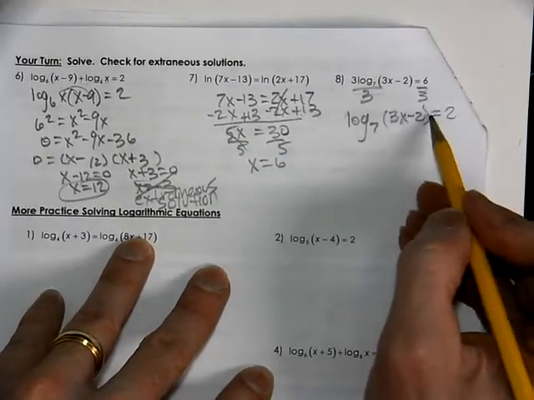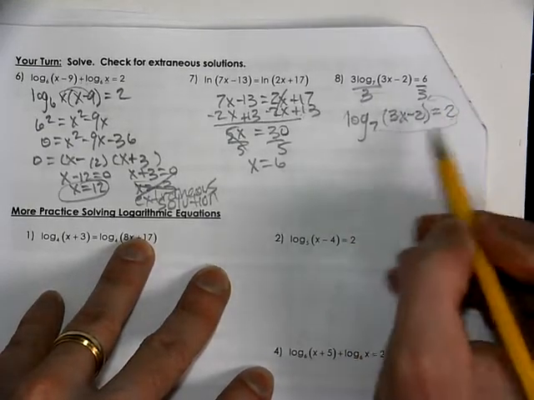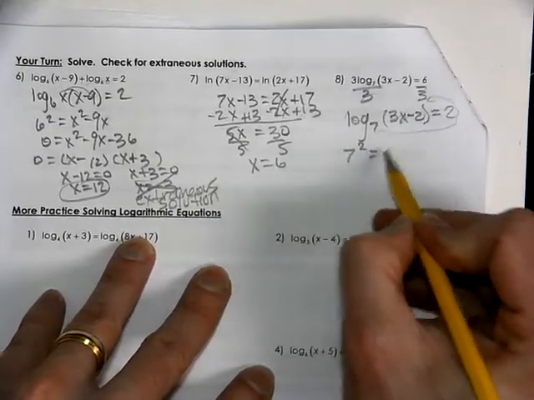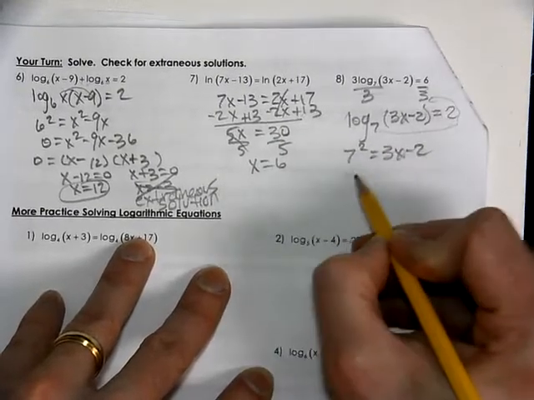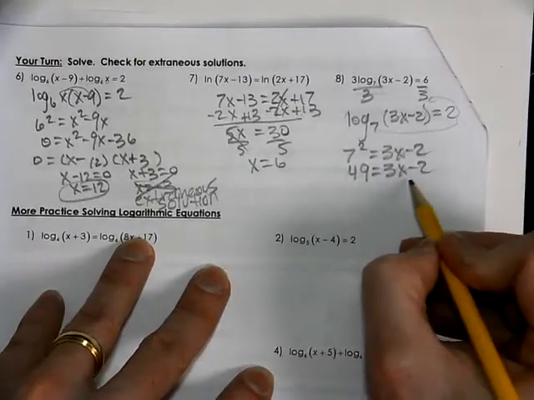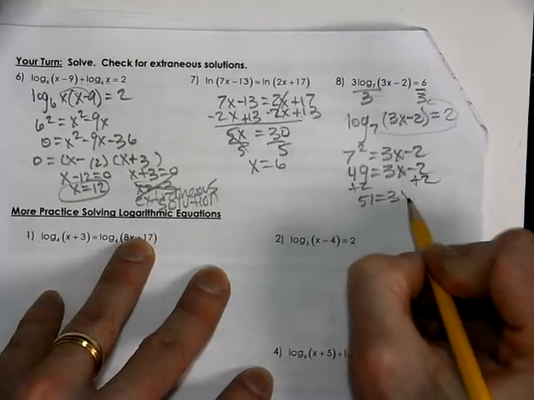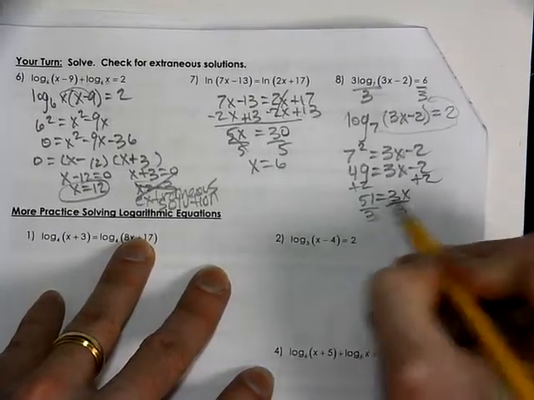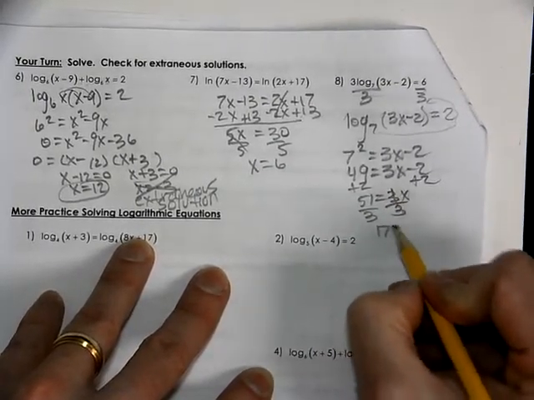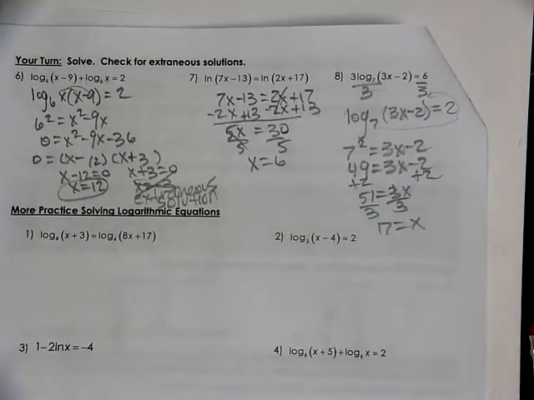I don't need a logarithm if it doesn't equal some sort of x. So 7 squared equals 3x minus 2. That's 49 equals 3x minus 2. Add the 2 across gives us 51. And when we divide by 3, we get 17. Plug 17 in here and you get a real value greater than 0.